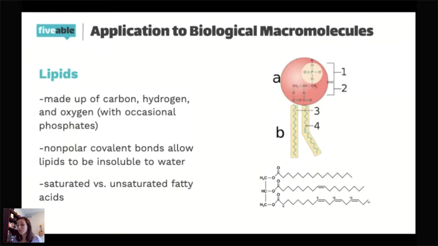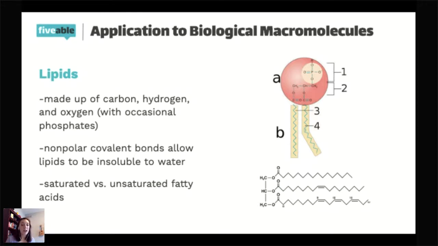But it is super important that part of it is hydrophobic and part of it is hydrophilic, and that's because it's insoluble to water. And it's pretty important that they're insoluble to water because it is in water. So if it dissolved, then we just wouldn't have a cell membrane. So that would be bad. And those are the nonpolar covalent bonds that are allowing the lipids to be insoluble to water.